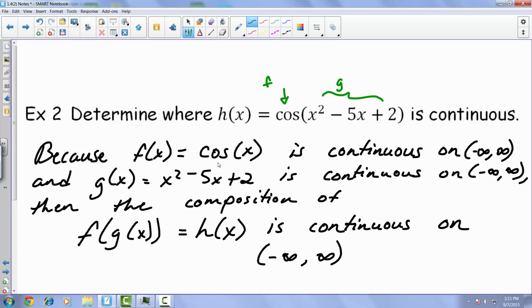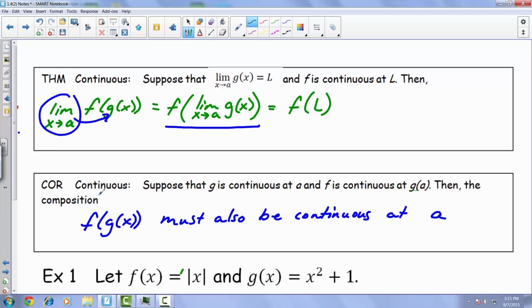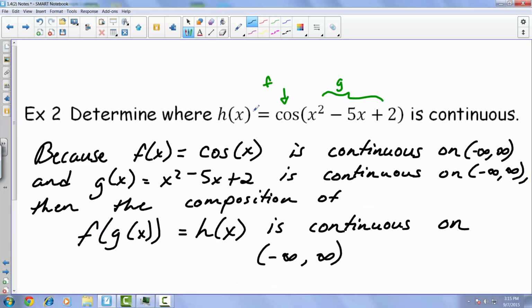So again, since both elements were continuous everywhere, the composition of those two functions would also be continuous everywhere. And again, that's a prime example really of our corollary that we just saw, coming from right here, dealing with continuity. All right. So again, that is example 2 from our 1.4 number 2 set of notes.